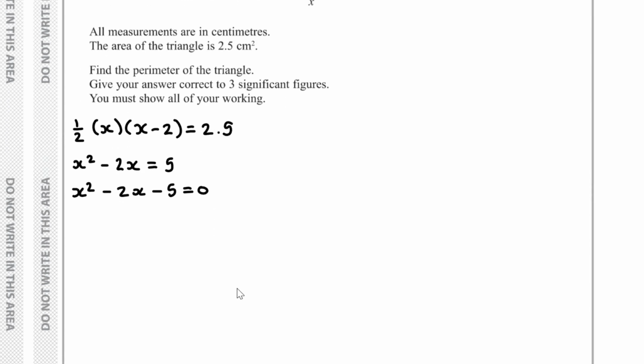So now we need to find out what x is, and we can do this using the quadratic formula. So for the quadratic formula, if we have something of the form ax squared plus bx plus c equals 0, then x is equal to, if you write down the formula, minus b plus or minus the square root of b squared minus 4ac, all over 2a. So we can use this to find out what x is.